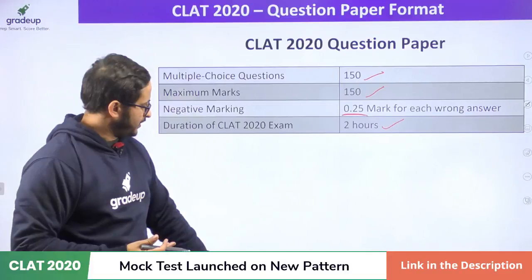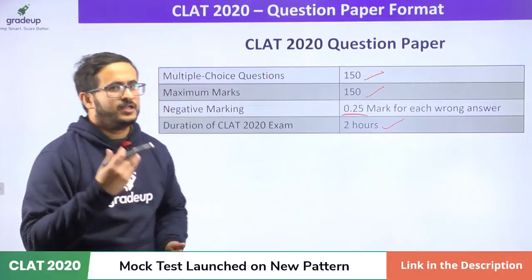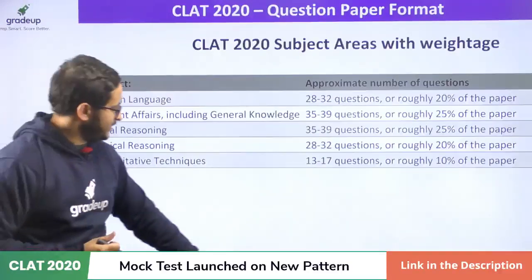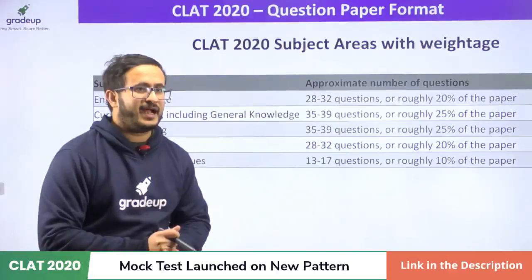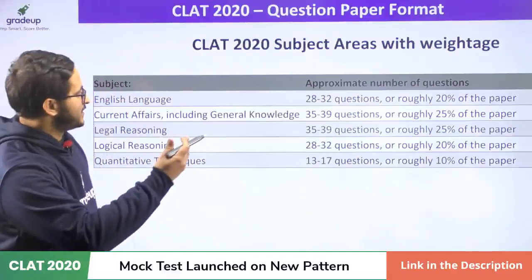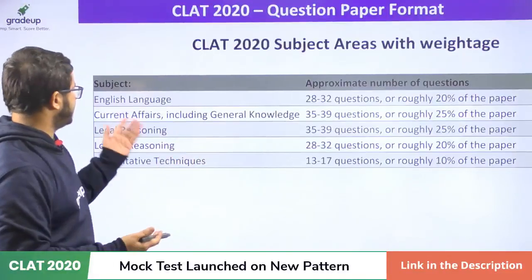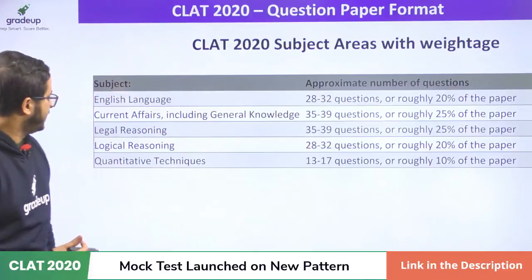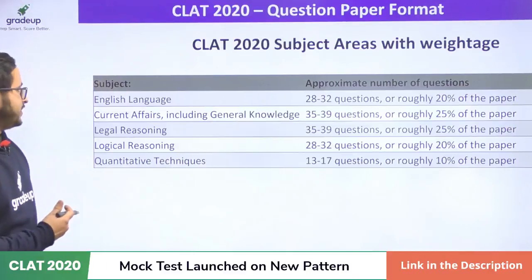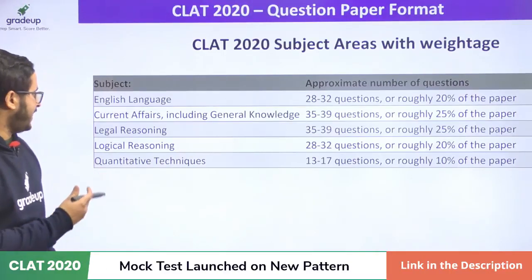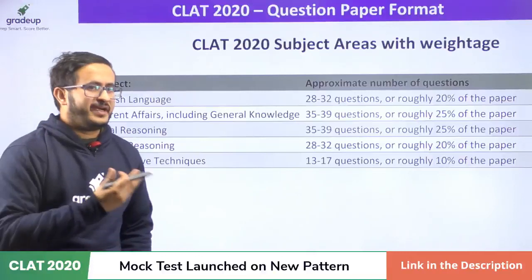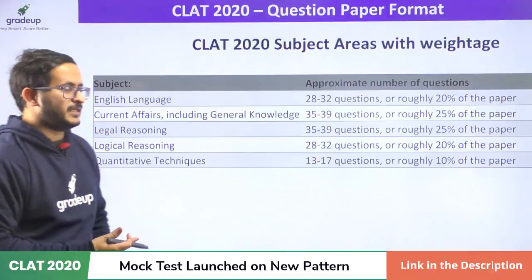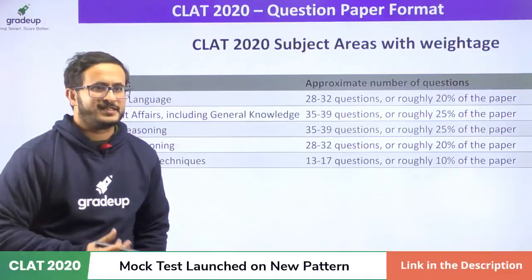but now you know the section wise distribution as well. So how many questions will each section consist of? As you know, CLAT 2019 had 200 questions, and the distribution was English 40 questions, current affairs and GK 50, legal reasoning 50, logical reasoning 40, and quantitative techniques 20 questions, which was essentially 20%, 25%, 25%, 20% and 10% of the paper respectively.